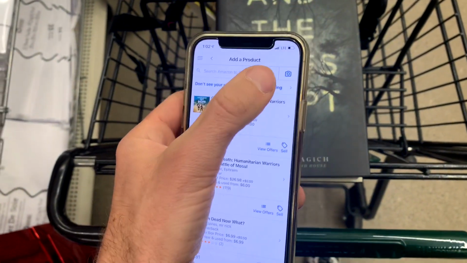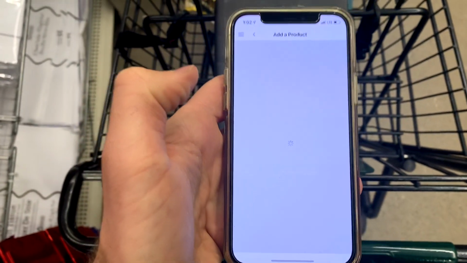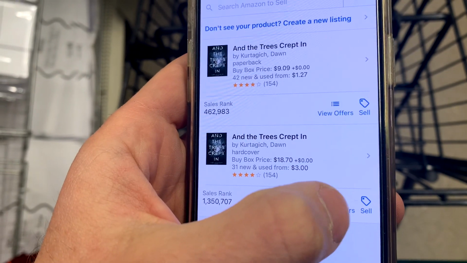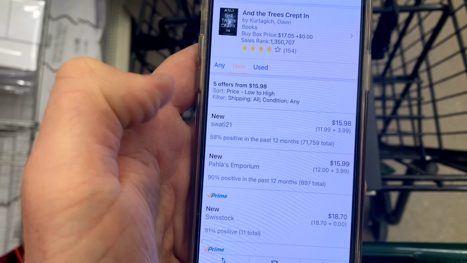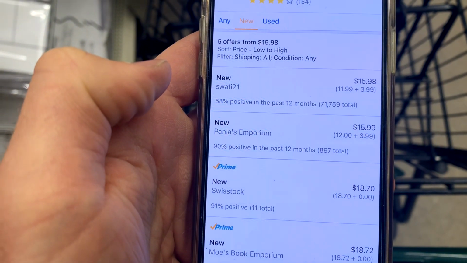Okay, so here's a book we've got. I'm going to scan the cover here. There's nothing too exciting going on with it. It's a hardcover, so we'll look at the offers here. And we'll hit new to look at the prime offers only. And the lowest prime price is $18.70.